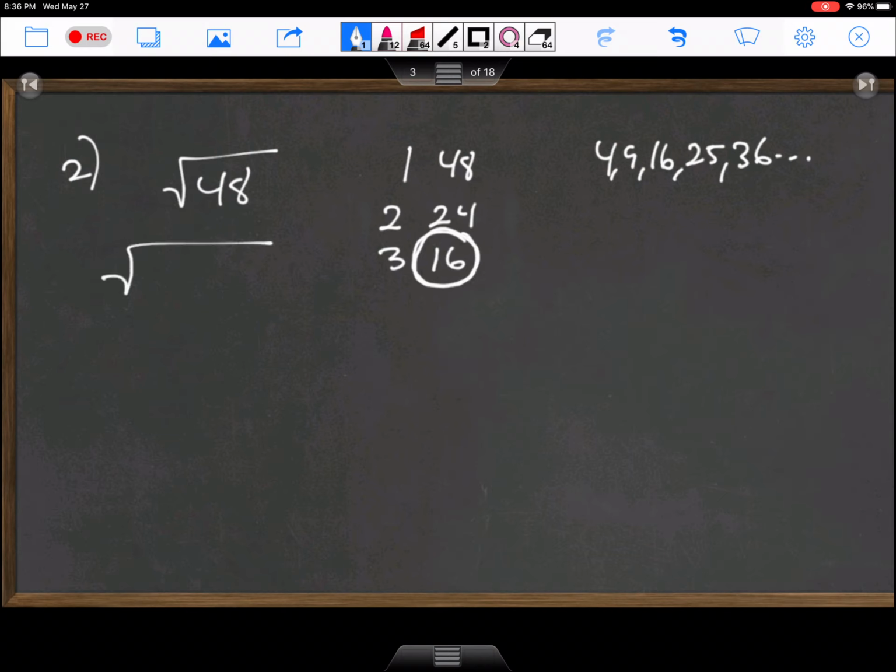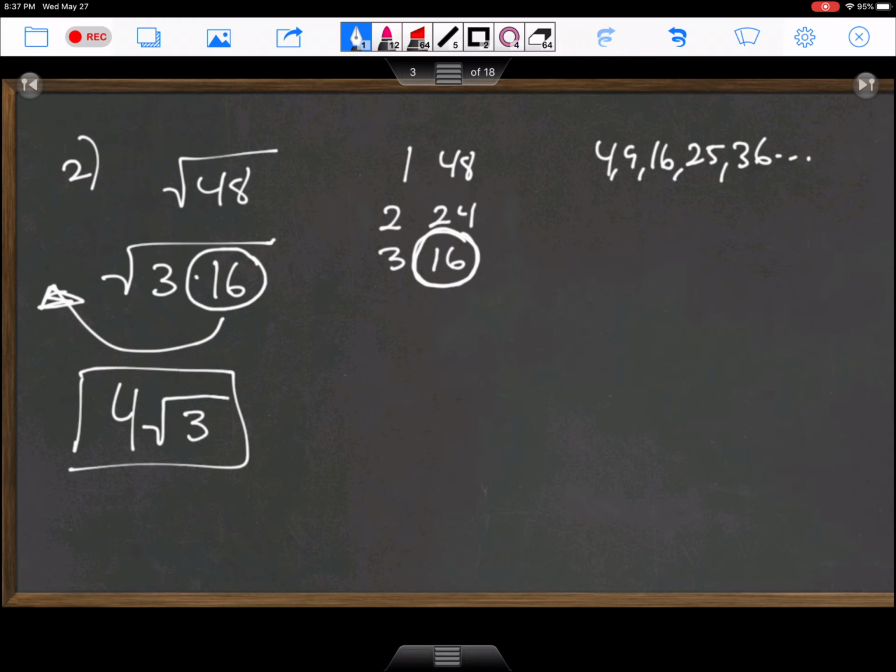All right, so I can think of the square root of 48 as the square root of 3 times 16. And the reason that's useful is I can take the square root of 16. See ya, buddy. You get to go free. Live out here, okay? The square root of 16 is 4. I can rewrite it as 4 outside of the square root. And the answer to this simplified would be 4 square roots of 3.